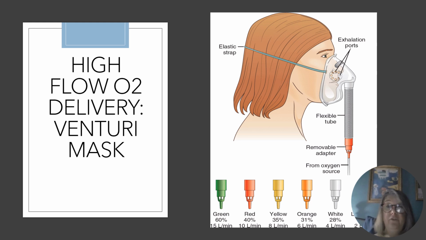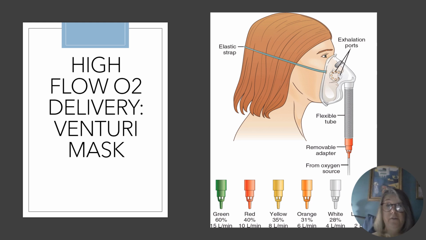Now we have high flow delivery devices. You may see these on MedSearch possibly. High flow delivery devices include the Venturi mask, aerosol mask, trach collar, a T-piece adapter, and a face tent. We're going to talk about a trach collar and T-piece adapter when we do our trach care and lab. These high flow devices deliver set oxygen concentrations regardless of the patient's breathing pattern. So inhalation of oxygen is not dependent on the person breathing in and out. That oxygen is being delivered, period.